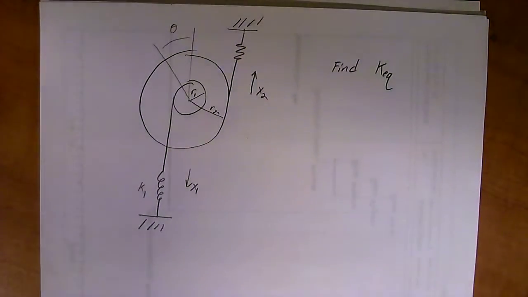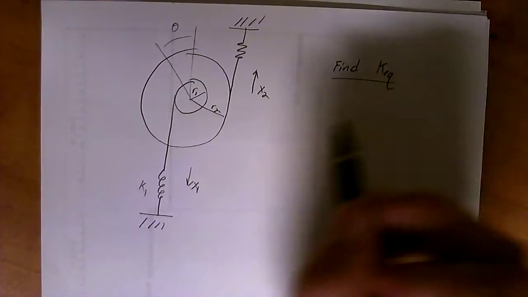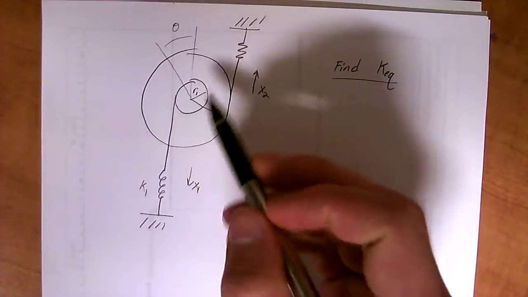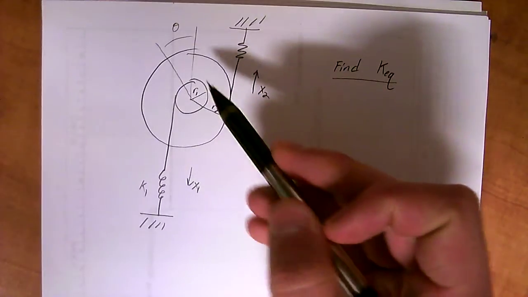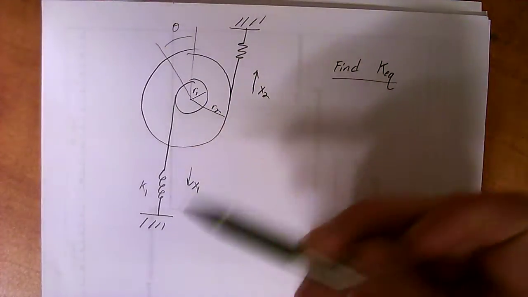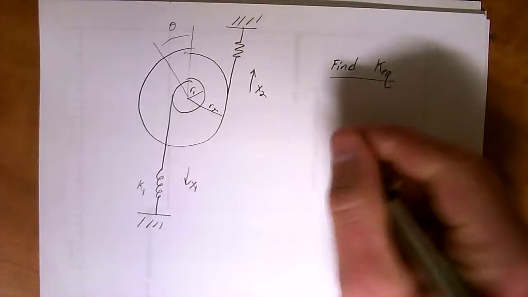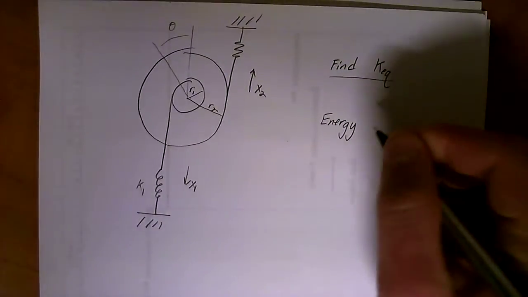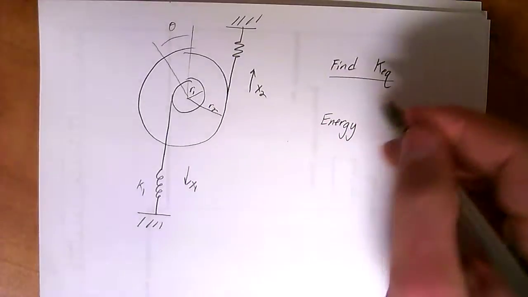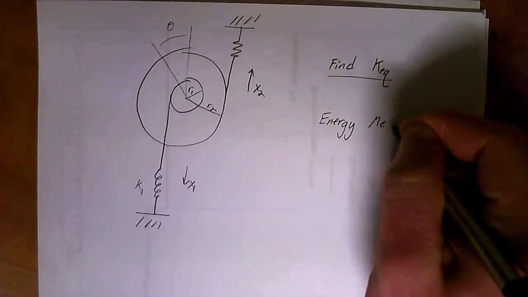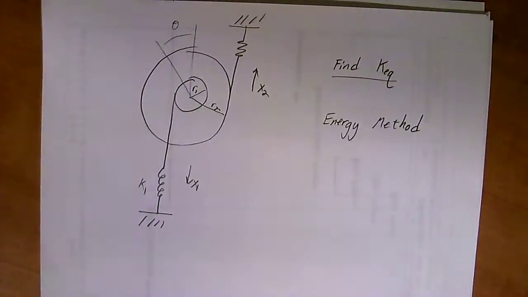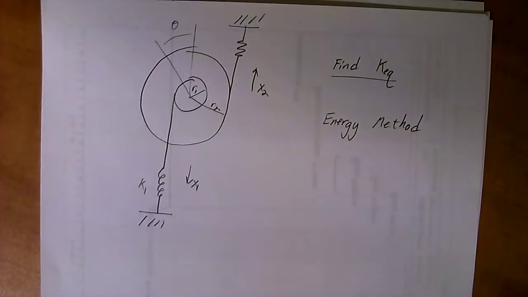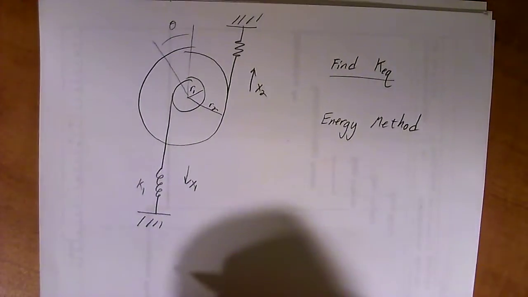In this problem we're going to figure out what the equivalent spring constant is for this system, which is basically two pulleys connected to two springs. And what we're going to use is the energy method. So basically we're going to find the energy contained within the system to figure out what the spring constant is.